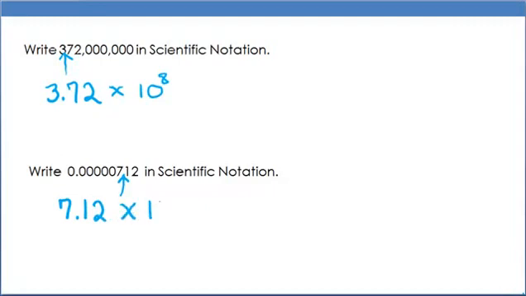times 10, and then we'll choose our power. From our new decimal, to get back to the original, we would have to go to the left. So we're going to have a negative exponent, and we can count 1, 2, 3, 4, 5, 6. Or we can remember this is a tiny number, so it will have a negative exponent.